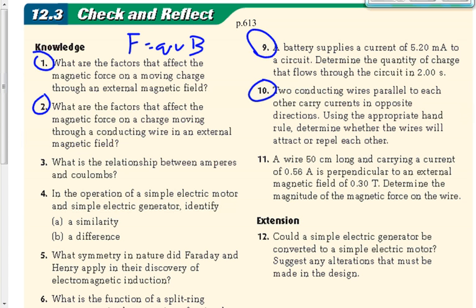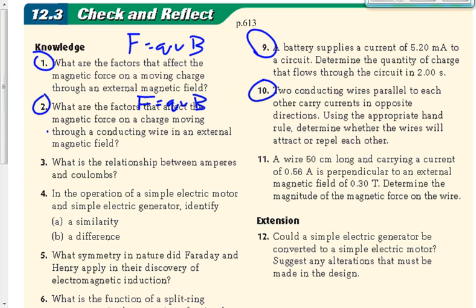Now question number 2 sounds real similar. It says, what are the factors that affect the magnetic force on a charge moving through a conductor in an external magnetic field? I'm not sure exactly what they want to ask me here. Okay, I know what they are asking. I'm not sure what they want to ask. If we go with what they're actually asking, then the answer would be exactly the same thing as it was for question number 1.